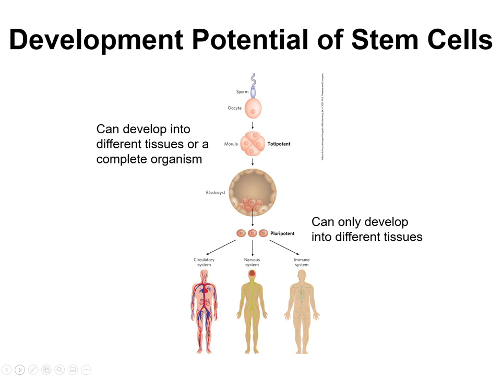And that's going to generate your circulatory system, your nervous system, your immune system. But those pluripotent cells can only differentiate into the tissues. They can't create a whole human being. So you can't just say, well, let's just start with some pluripotent cells and make a person. You can't do that. They don't have the blueprint.